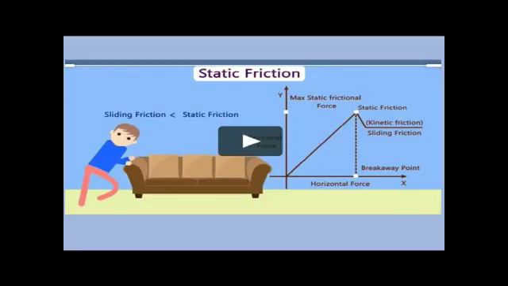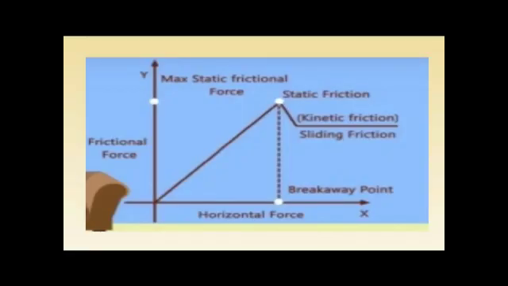Let us discuss the scenario with a graph. In this graph, applied force is taken on x-axis and frictional force is taken on y-axis. As you increase the horizontal force applied, simultaneously, the frictional force also increases to keep the object at rest. Until the body is at rest, static friction will act. When the sofa begins to move, sliding friction comes into play. The point at which the sofa just begins to move is called breakaway point.